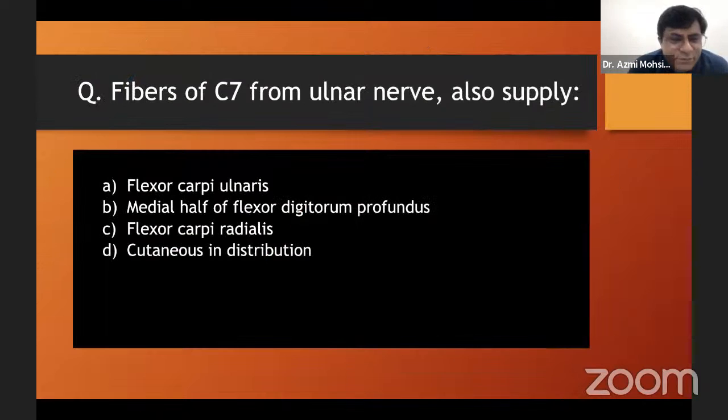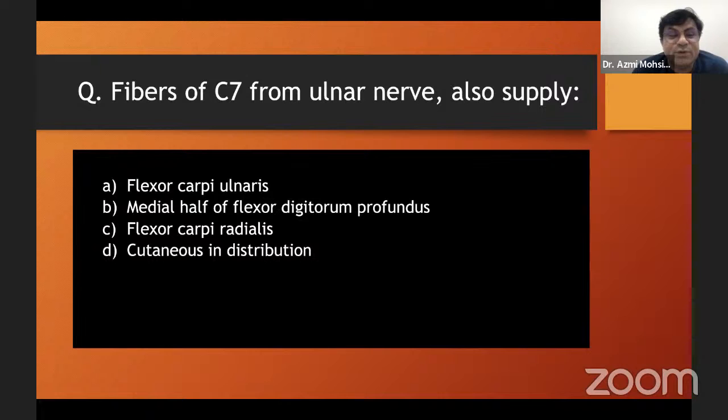Question is, fibers of C7 from ulnar nerve also supply flexor palmaris, medial half of flexor digitorum profundus, flexor carpi radialis, or these C7 fibers from ulnar nerve are cutaneous in distribution? This was a question.